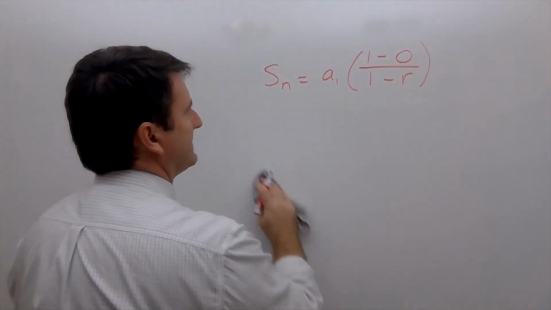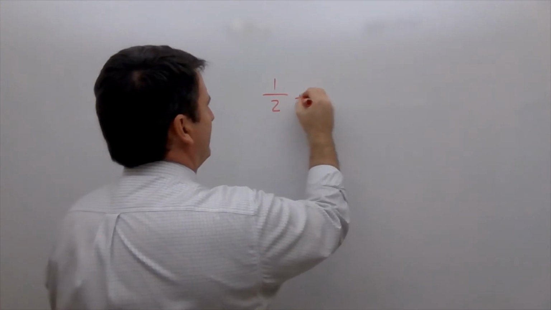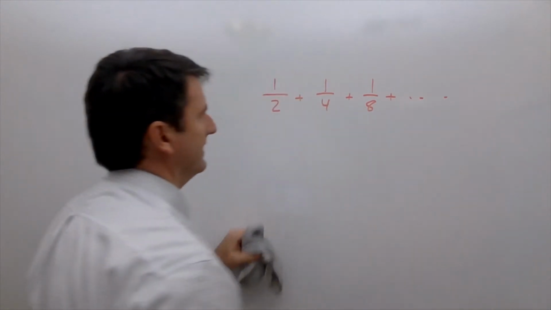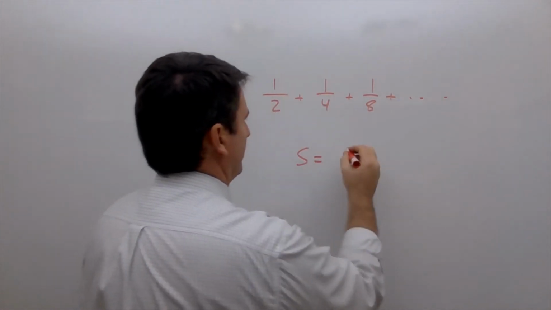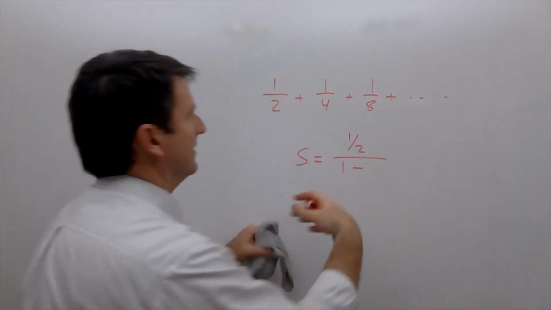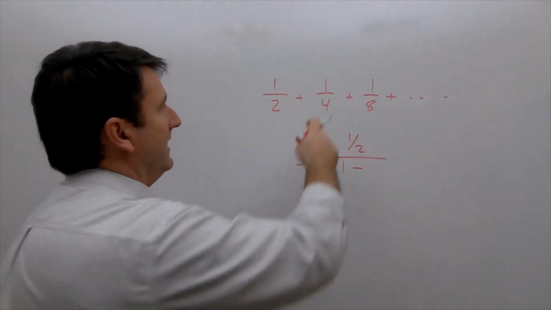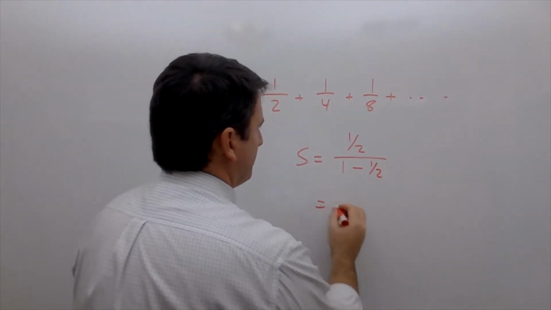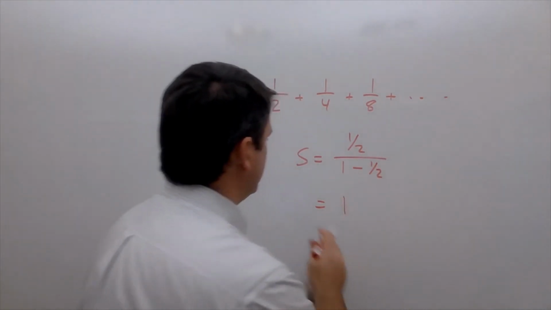All right, so let's do an example. Let's say we've got 1/2 plus 1/4 plus 1/8 plus on to infinity. So here, the sum is going to be equal to the first term, which is 1/2, over 1 minus the common ratio. You can see that to get from 1/2 to 1/4, you multiply by 1/2, and then multiply by 1/2 again to get to 1/8. So this common ratio is 1/2. And 1 minus 1/2 is 1/2, and 1/2 divided by 1/2 is 1. So this sum is 1.